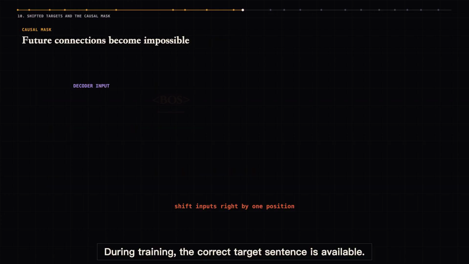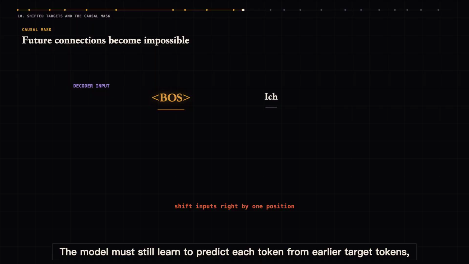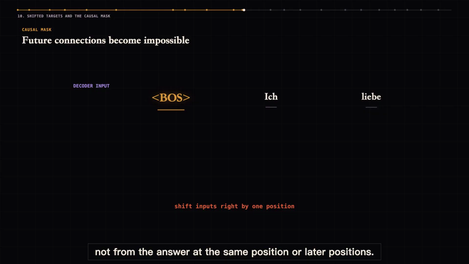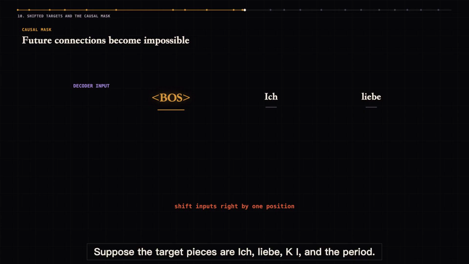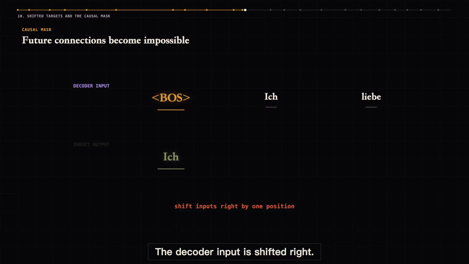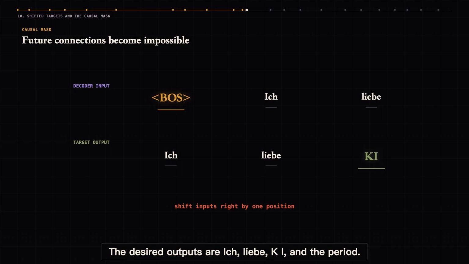During training, the correct target sentence is available. The model must still learn to predict each token from earlier target tokens, not from the answer at the same position or later positions. Suppose the target pieces are ich, Liebe, KI, and the period. The decoder input is shifted right. Conceptually, it receives begin, ich, Liebe, and KI. The desired outputs are ich, Liebe, KI, and the period.